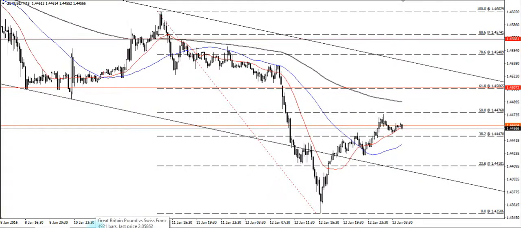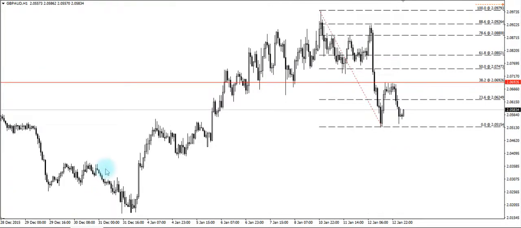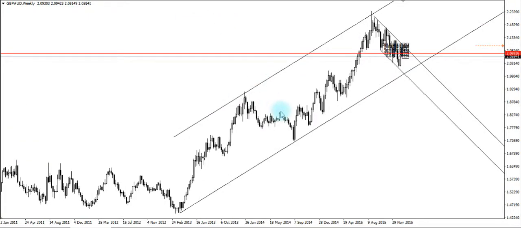Now, since we're talking about Australian dollar and the pound against US dollar, let's have a look at the pound against the Australian dollar. We are looking for the sell for Australia against US dollar. We are looking for the sell for the pound against the US dollar, but it seems that the pound is more weak than the Australian dollar. So if we talk about the pound against the Australian dollar, we are looking at further depreciation. Alright, so let's have a look at the weekly chart. We have a rising trend channel that is based on the weekly charts.